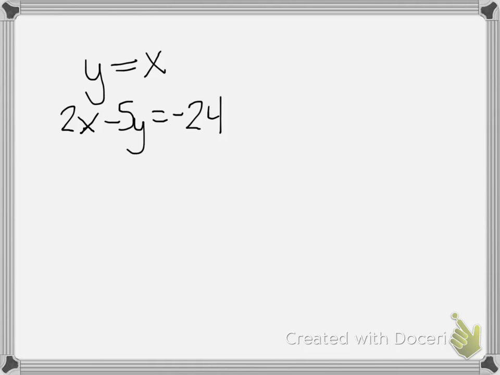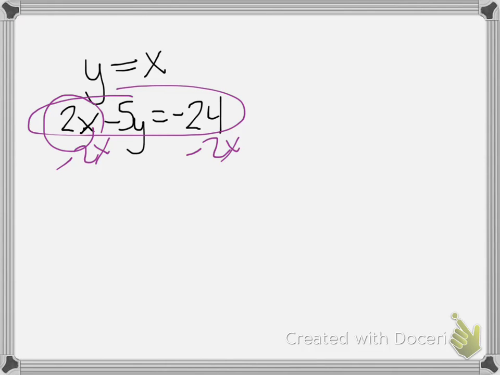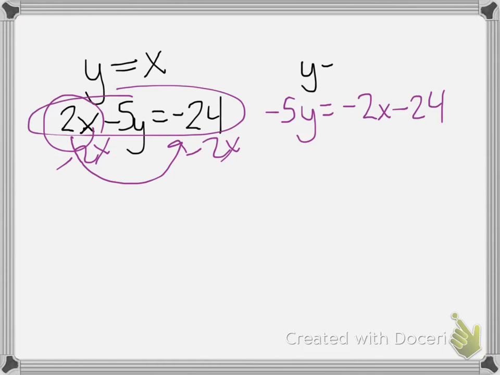So the top equation has the y on the left and the x on the right. So what you want to do is just transfer the bottom equation so that it looks like that. I'm going to take this 2x and subtract it off to put it on the other side. So I'm going to rewrite this bottom equation as -5y equals -2x minus 24. All I did was take that 2x and move it over. And then I'll rewrite that top one, and that top one was y equals x.